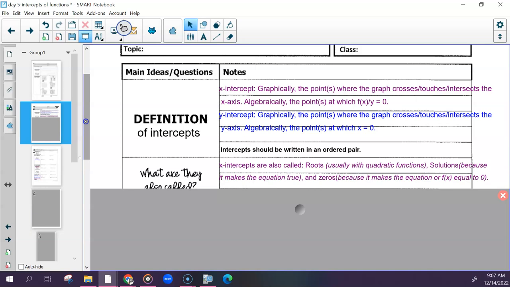So once you finish writing that, again, you don't have to write it word for word. Summarize, bullet point it, write whatever makes sense so that you remember. Then put your pencils down for a second so I know you're done.